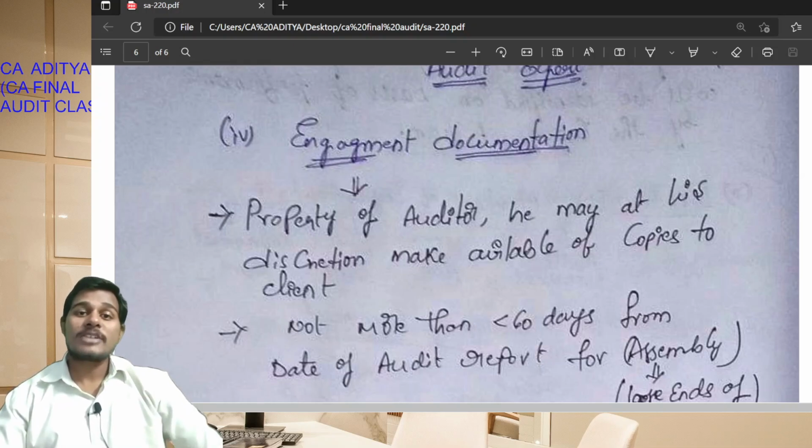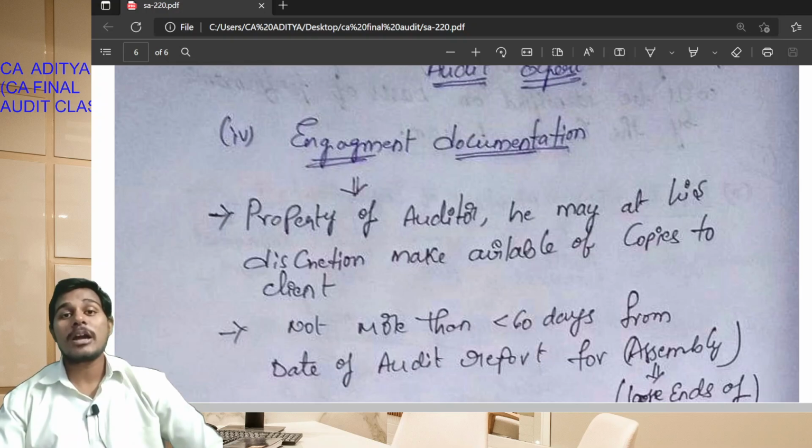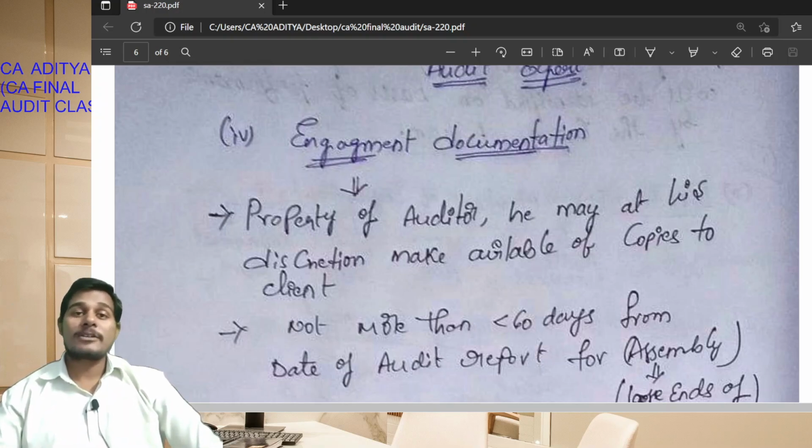Okay students, engagement documentation. The engagement documentation, or working papers, is the property of the auditor. The auditor may, at his discretion, make copies available to the client.